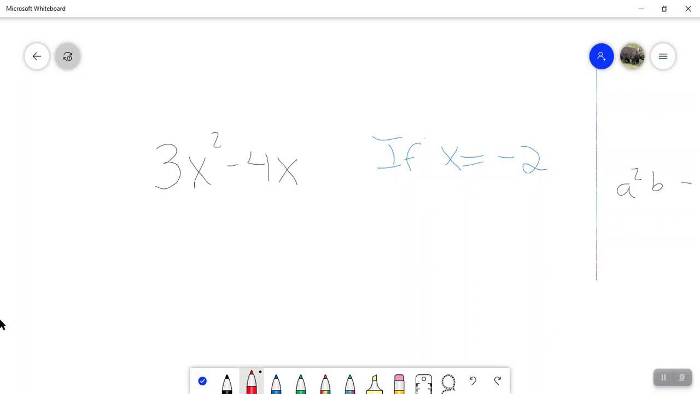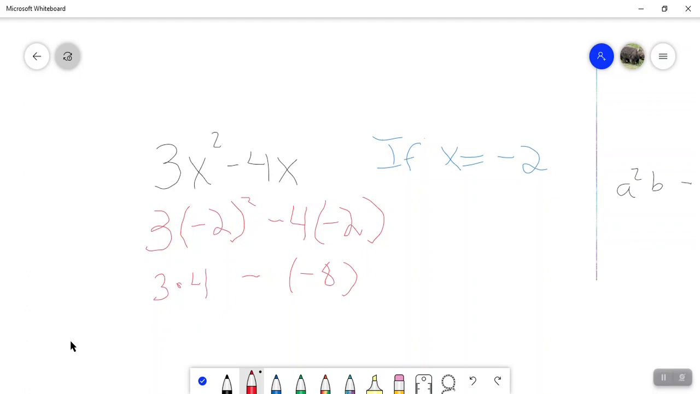So this expression is going to become 3 times, and there's an x, so I'm going to put (-2) squared, minus 4, and then there's an x, so I'm going to put (-2). Now, because I have some numbers to work with, I'm going to use my order of operations to solve this expression. Well, -2 times -2 is positive 4. So this is actually 3 times 4, minus 4 times -2, well, that's -8. And then we have 3 times 4.